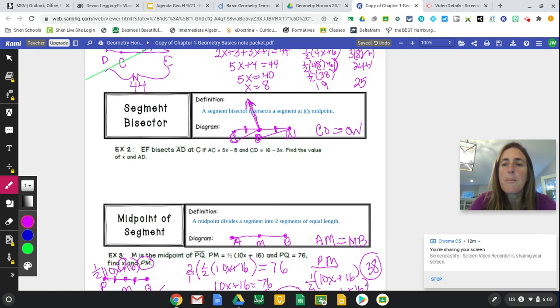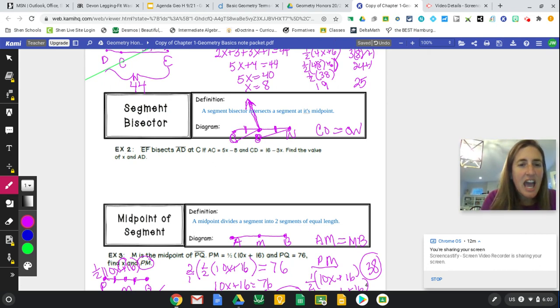So let's look at an example of this. Okay, here we go, I'm back. It says EF, the segment, bisects AD at C. So let's draw AD, the segment, and we'll draw another segment called EF. And the point that they intersect at is C. From A to C is 5x minus 8. And from C to D is 16 minus 3x.